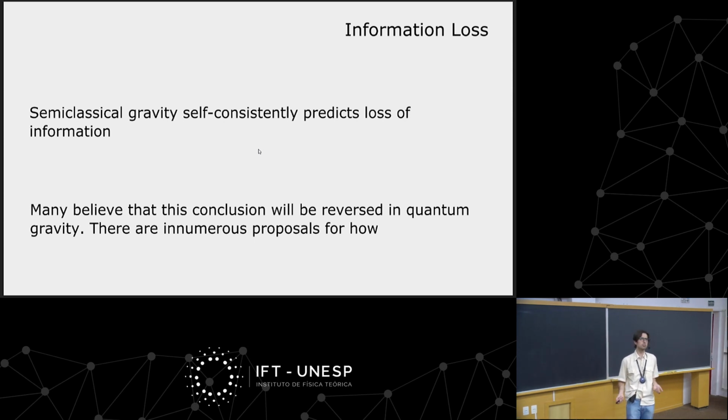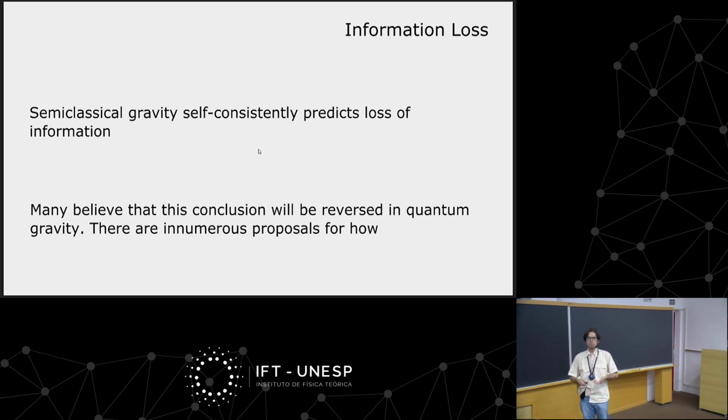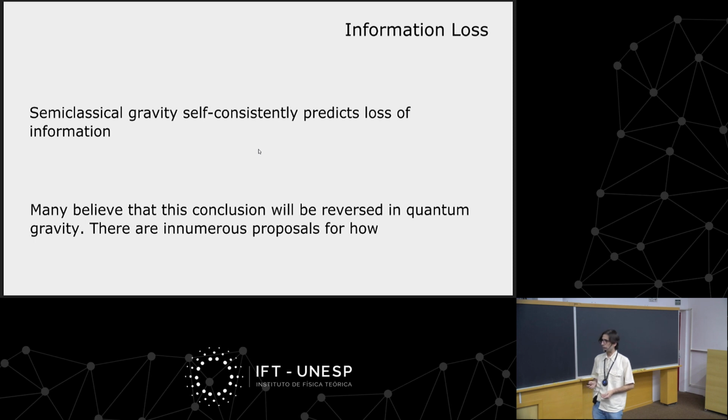So in particular, you could produce the black hole from a quantum pure state, and what you have left in the end is thermal. That's a self-consistent prediction of the semi-classical physics. But many people believe that this conclusion is going to be reversed once you add quantum gravity into the story. I certainly don't want to get into the rabbit hole of describing the many proposals there are, but perhaps let me just mention one.